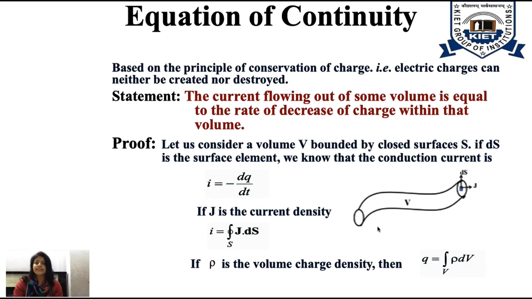If J is the current density, then I is equal to the surface integration of J dot ds, where current density is equal to current per unit area. Then the total current is equal to current density into area. Similarly, if rho is the volume charge density, then the total charge enclosed, Q, is equal to the volume integration of rho dV, where dV is the volume element.